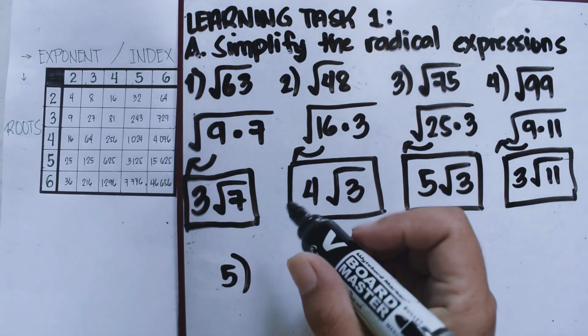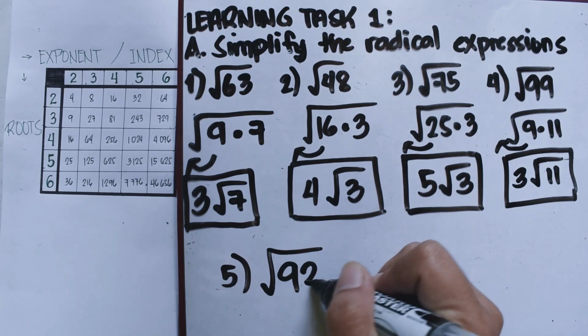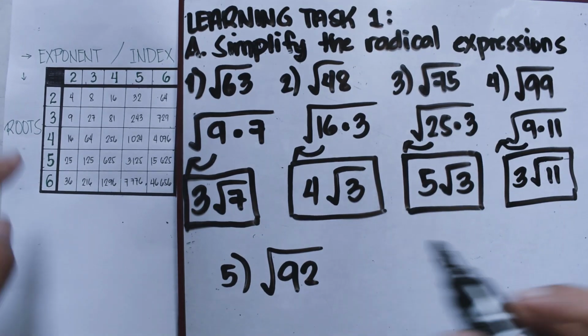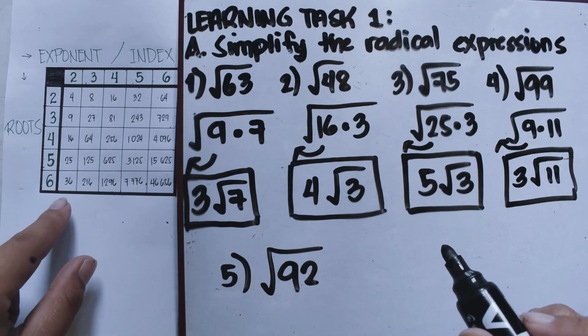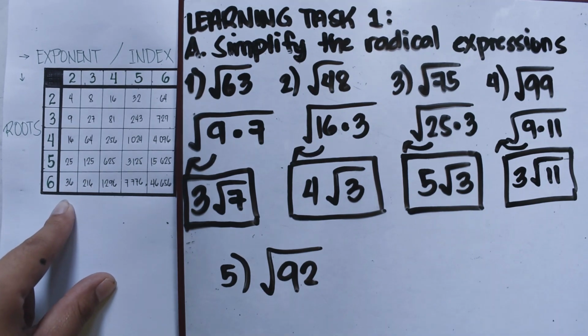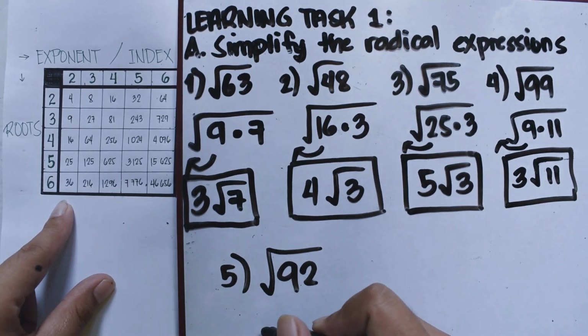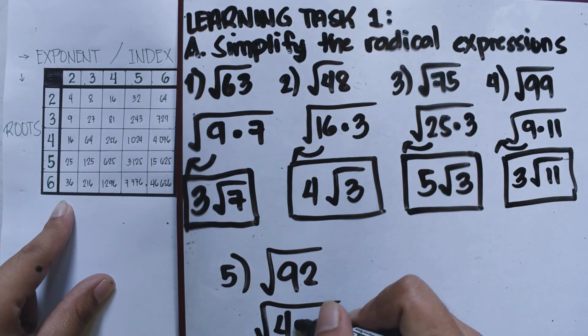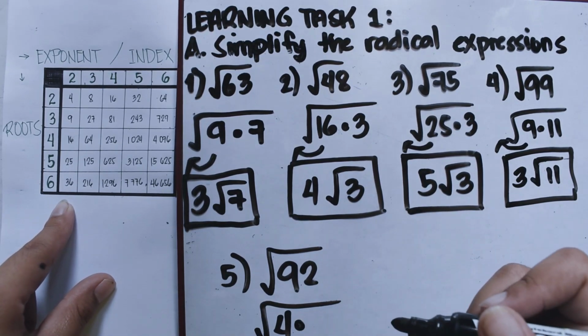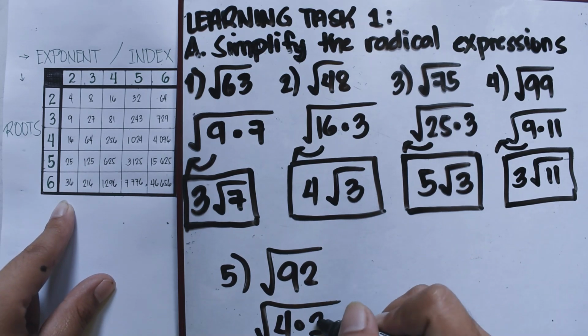So, number 5 in your module, you have square root of 92. So, dahil square root, dito ulit tayo titingin sa mga perfect square. Ano po dyan yung factors ni 92? So, obviously, 4 lang. So, we have square root of 4 times. Anong number yung pag tinimes sa 4 ay 92? We have 23. So, tama naman.